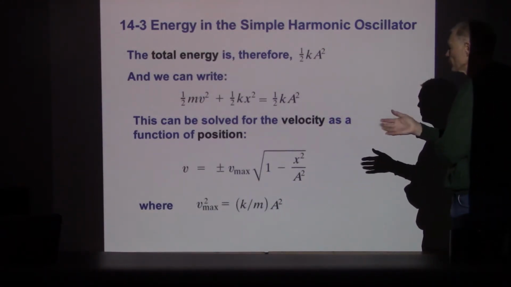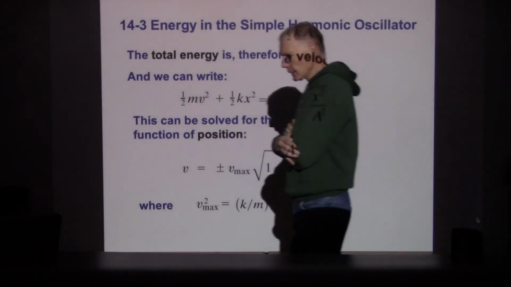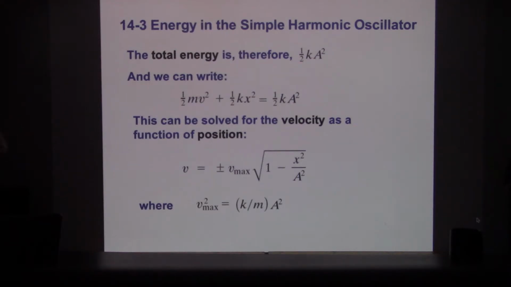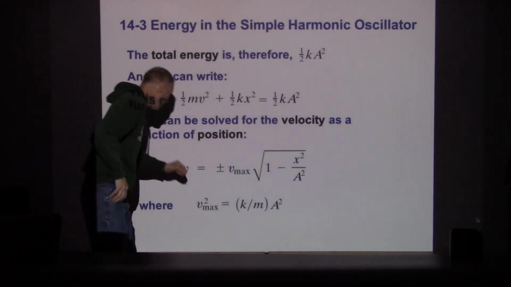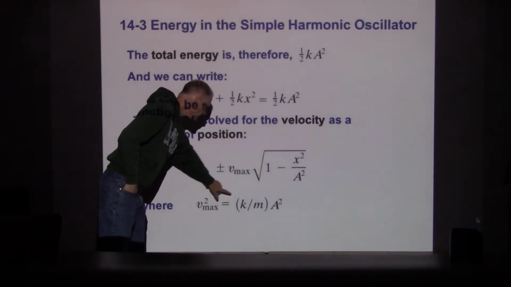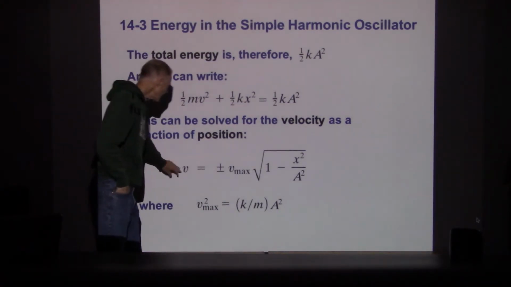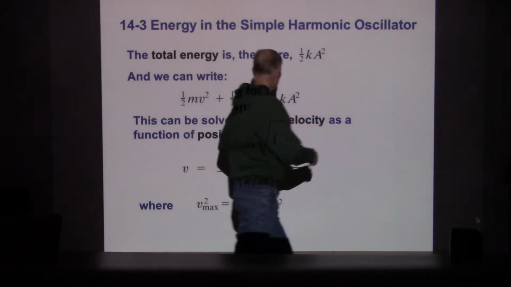This enables us to go through and keep track of how fast it's going as a function of position. So rather than velocity as a function of time, what's the velocity as a function of position? So Vmax squared is given by K over m times A squared. And making that substitution, we can come up with this formula.